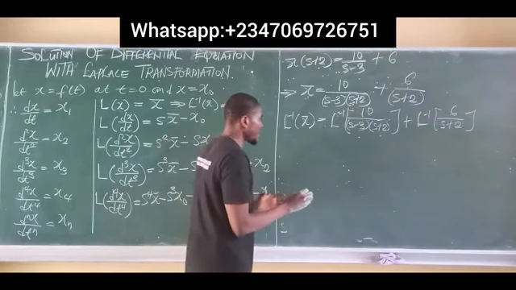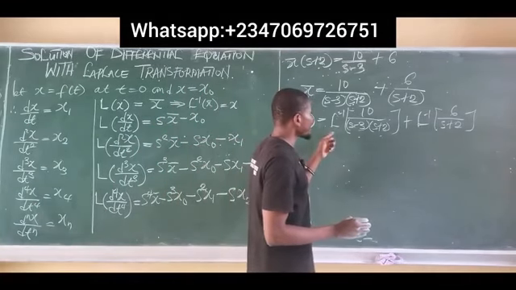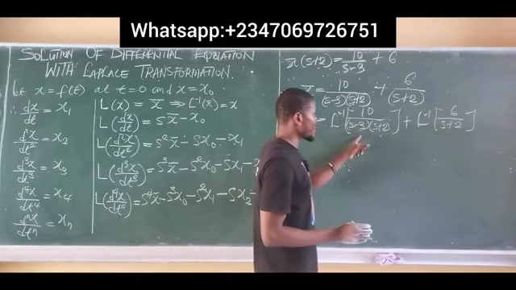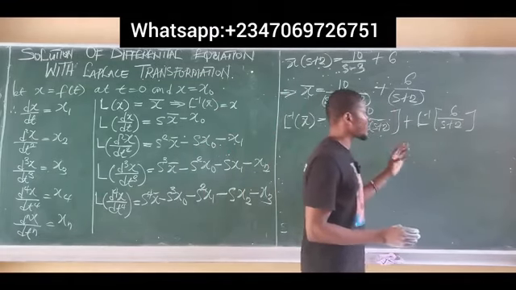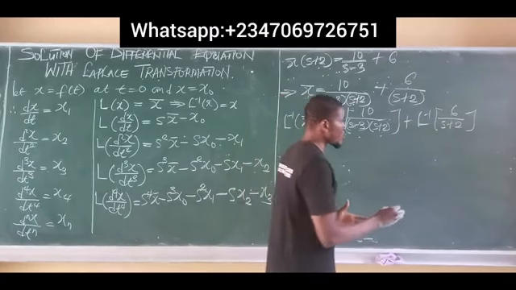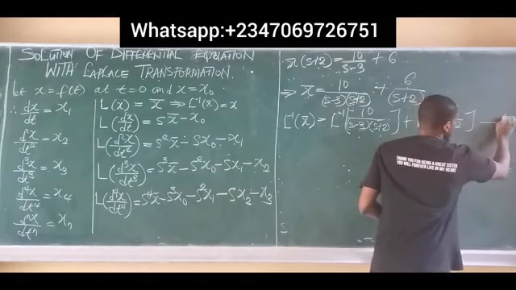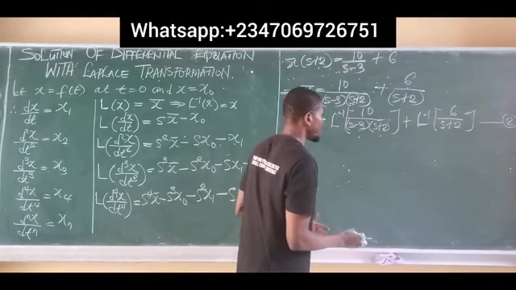All right. But then notice that I have the Laplace inverse of 10 over s minus 3 times s plus 2, and then the Laplace inverse of 6 all over s plus 2. Let's pick them out individually to solve. So call this equation 2. Let's pick them out individually.